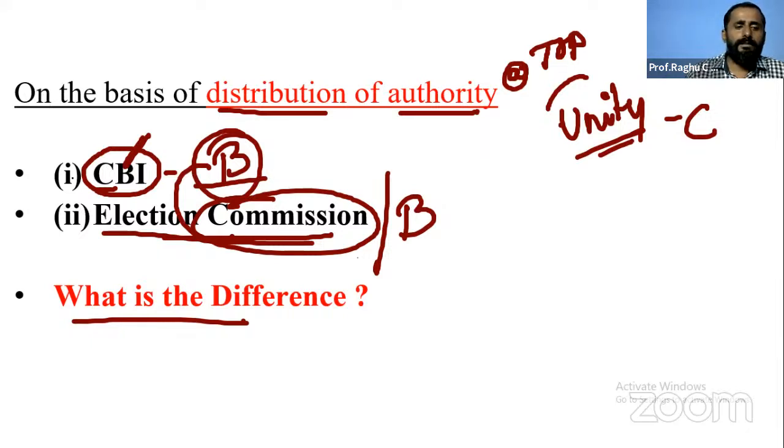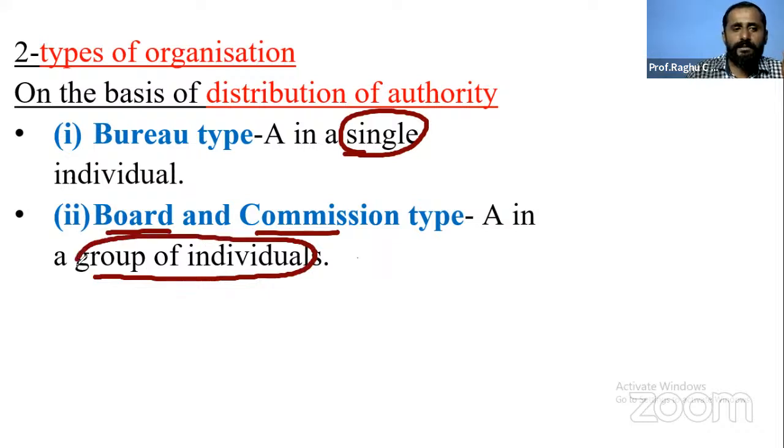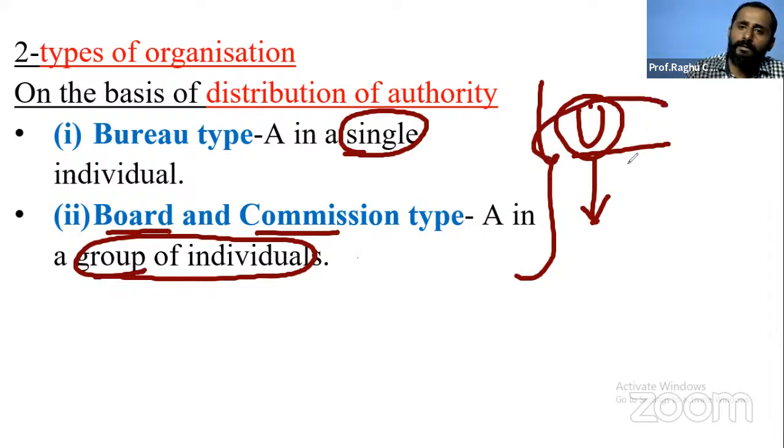Okay, now listen to me. The major difference is with the type of organization. Bureau means at the top, you will have a single individual, as in the Central Bureau of Investigation. In the case of board and commission, there is a group of individuals. The Election Commission has a group of people at the top. Board of Directors. So this is one of the things which affects unity of command. How is this affecting? What is unity of command? Each subordinate should receive orders from only one boss, one superior. Now, in the place of the boss itself, there is a group.